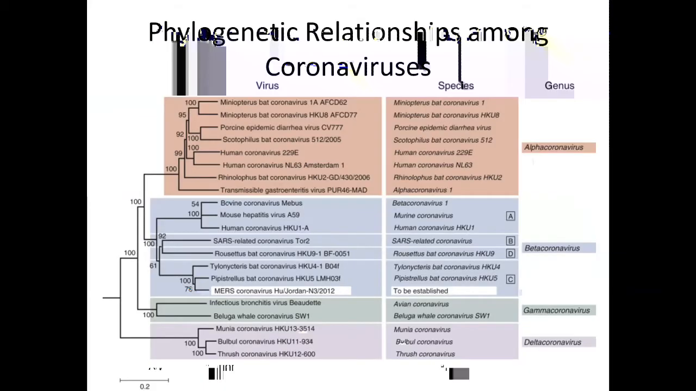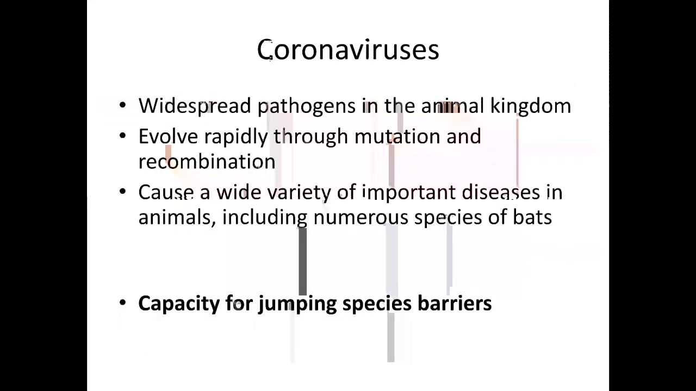So this slide shows some of the phylogenetic relationships among the various coronaviruses, which are now divided into 4 different genuses. And 2 of them contain human coronaviruses. But you'll notice that there are coronaviruses of a variety of birds and also mammals, including pigs, mice, even whales, but particularly bats. And so what we know now is that these viruses are widespread in the animal kingdom. They evolve rapidly through mutation and recombination, and they infect a whole variety of species, and bats are particularly important, but they have an amazing capacity for jumping species barriers.